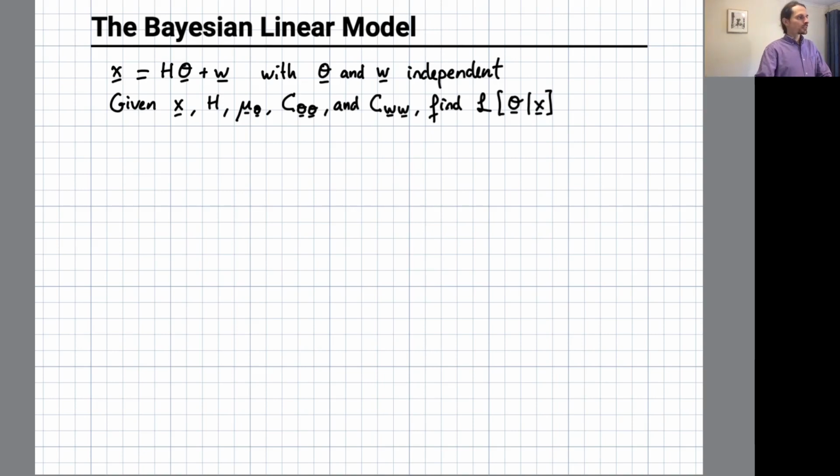Alright, so let's apply what we have learned to the Bayesian linear model. Note that in this case we don't talk about the Bayesian Gaussian linear model as in previous lectures, and the reason is that we don't need the Gaussianity assumption. The LMMSE estimator depends only on first and second order moments. It doesn't depend on the specific shape of the PDFs.